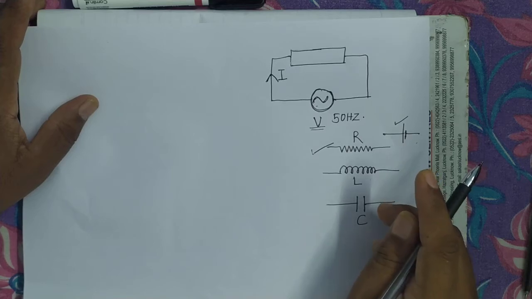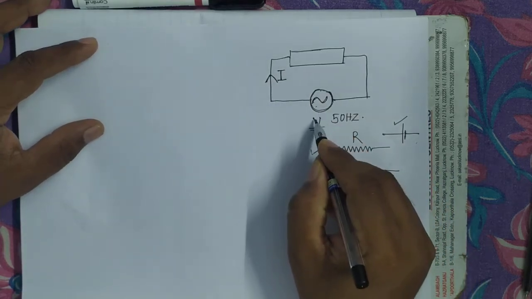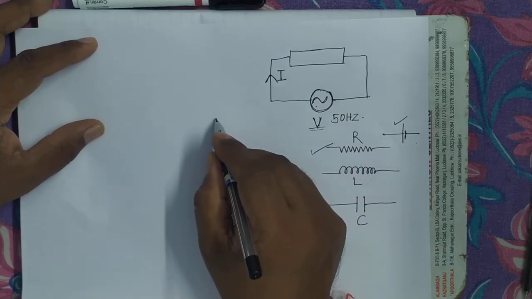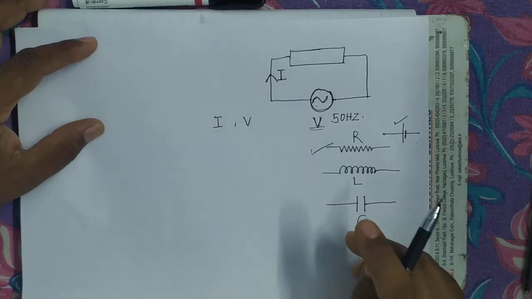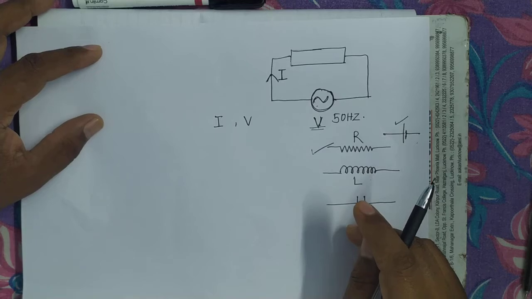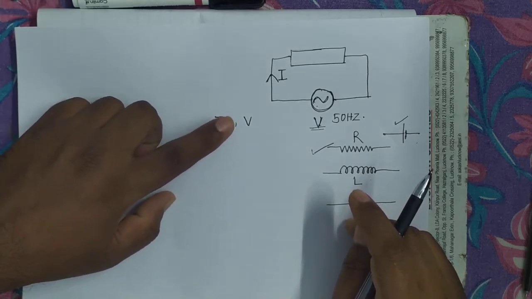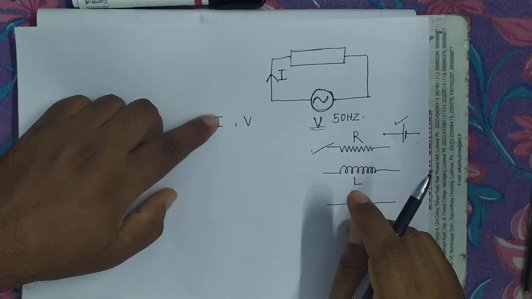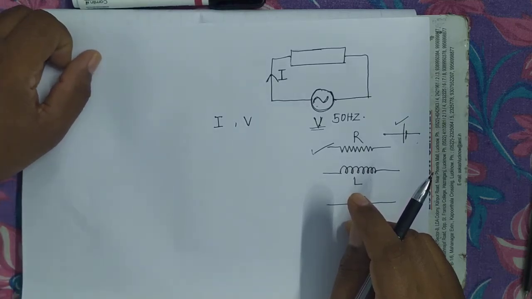But here we will find that it is not necessary that current and voltage will be in the same phase. Current and voltage need not be in the same phase. What is its meaning? It is not necessary that both will become simultaneously zero, both will become simultaneously maximum, or both will change direction simultaneously. It is not necessary. It's clear?